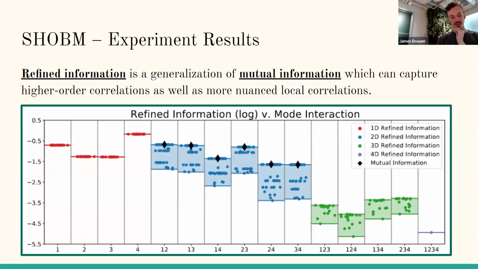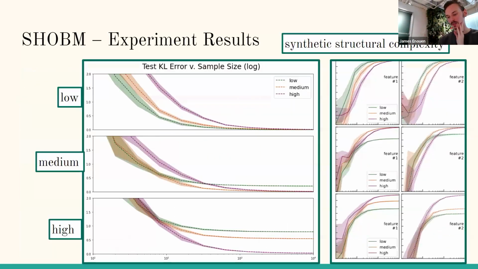In the interest of time, I won't talk too much about the properties of refined information, but basically it's a generalization of mutual information, which generalizes from 2 dimensions to higher order dimensions, so higher order interactions, and also has some ability to deal with the more nuanced structure from local correlations based on the other variables that are part of the model. Here are some synthetic experiments where we show that when you match the structure correctly, you can get more accurate estimates with fewer samples of data.